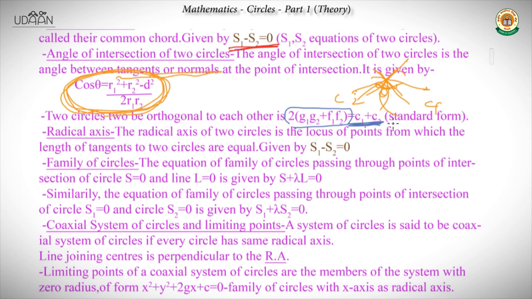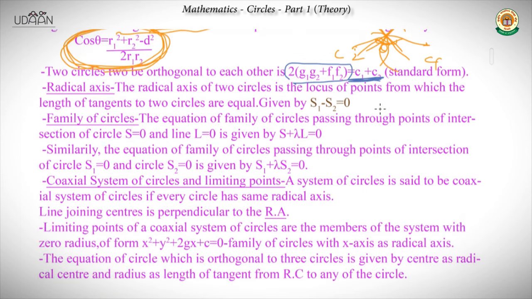And an important thing from here: we usually talk about new terms which you have never heard before, like the radical axis. You might be thinking, what is radical axis? Radical axis is nothing. Sorry, it's not nothing. It's actually a line. The radical axis of 2 circles is a locus of points from which the lengths of tangents to the 2 circles are equal, and its equation is also given by the subtraction of the 2 circles.